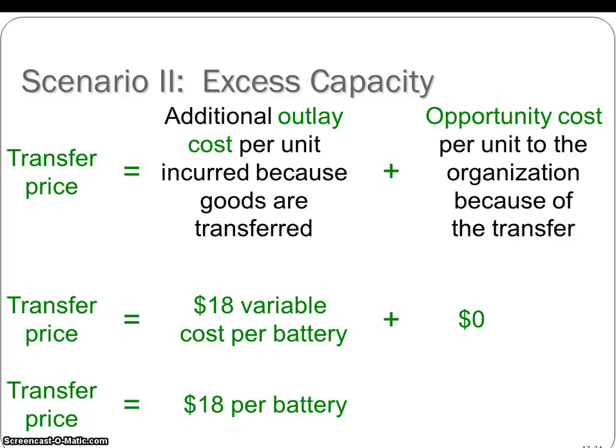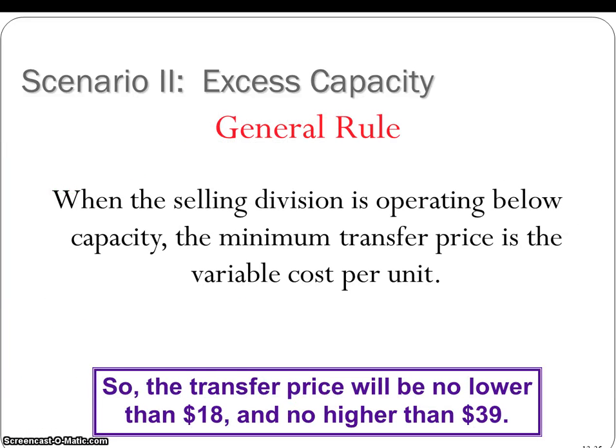So in this case, the $18 per battery charge works to the benefit primarily of the auto division, but then again, the battery division gets to cover their variable costs, so there's something in it for them too. So this is a win-win, in which case, under the circumstances with excess capacity, they both meet their interests, and the company's interests as a whole are met. So the general rule when there's excess capacity, when the selling division is operating below capacity, the minimum transfer price is the variable cost per unit.